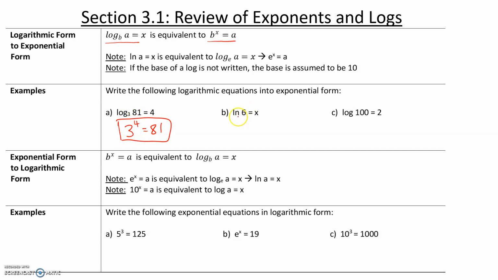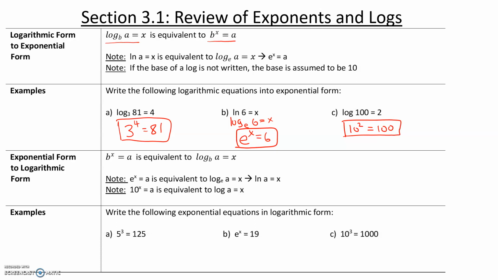When we have ln, the natural log of 6 equal to x, remember that natural log is just log with a base e of 6 equals x. So if we rewrite this into exponential form, the base e becomes the base of the exponent. The x and 6 reverse, so e to the x is equal to 6. If the base is not written, it's assumed to be the standard base, which is base 10. So this is rewritten into exponential form as 10 to the second power equals 100.